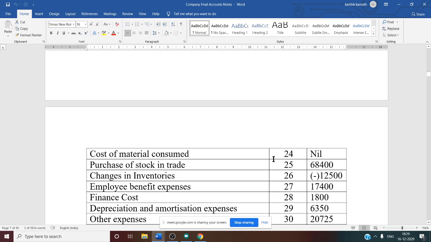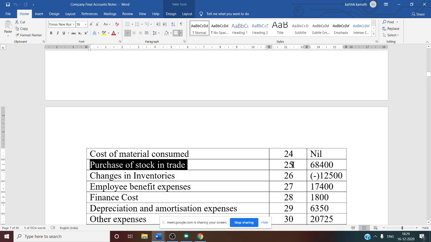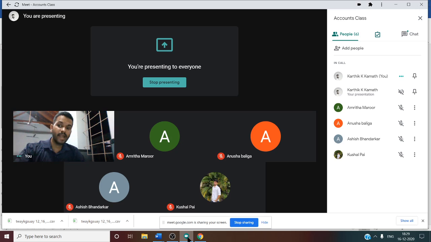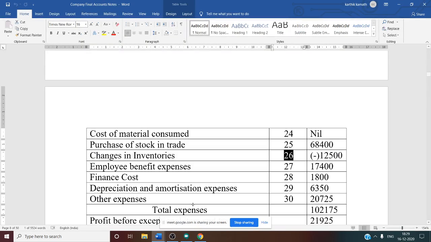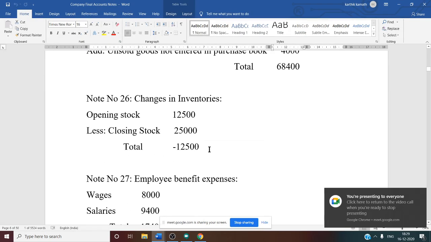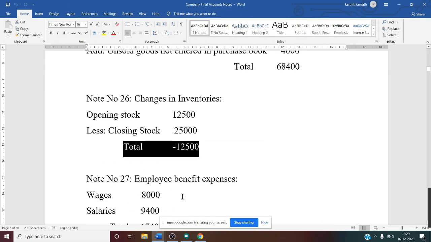Then working note number 25, purchases. Purchases 64,400 plus unsold goods which are not recorded 4,000 adjustment is there, that we have done in the working note. So final answer we have to show 68,400. Changes in inventory, working note number 26. Here why negative balance? Because opening stock is less and closing stock is more. That is why here there is a negative balance. See this working note number 26 we will check once again. See this answer you have to write minus 12,500.